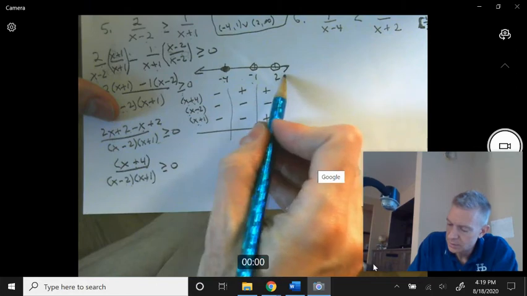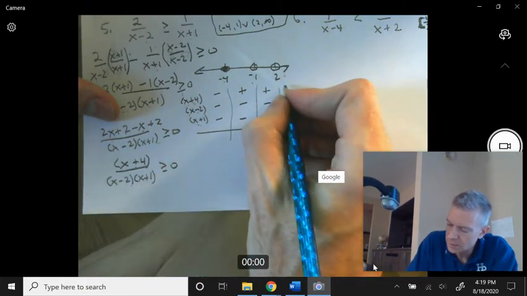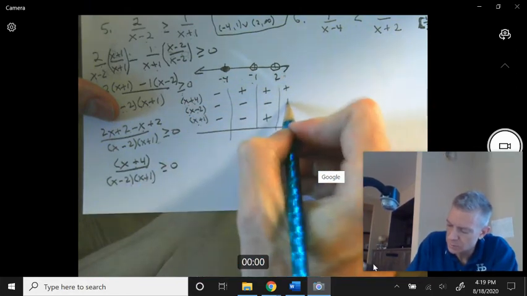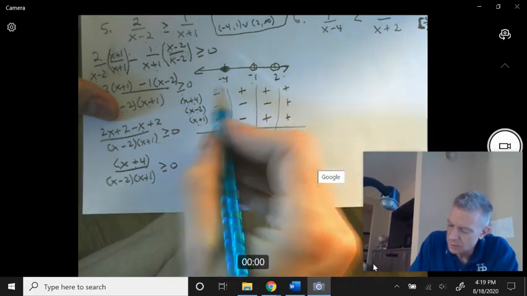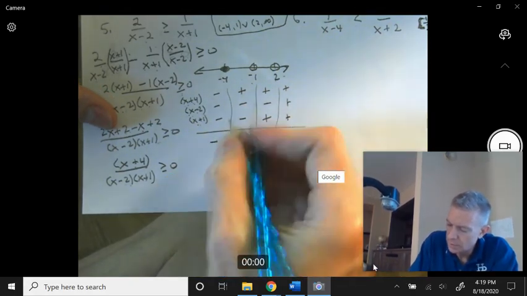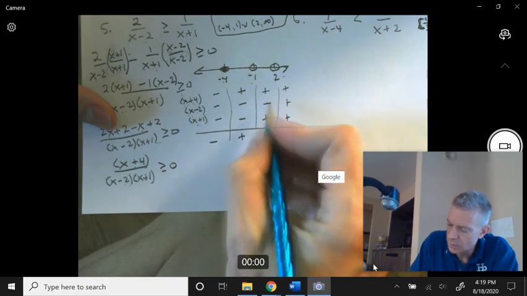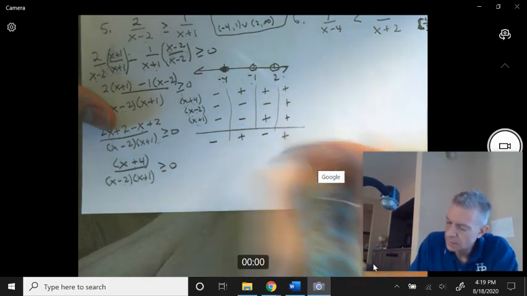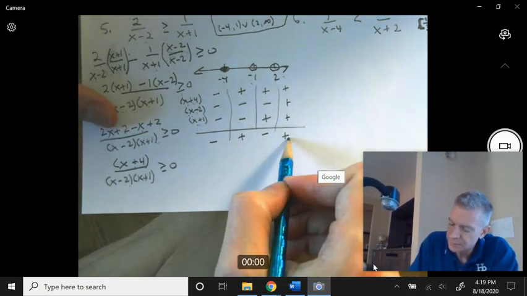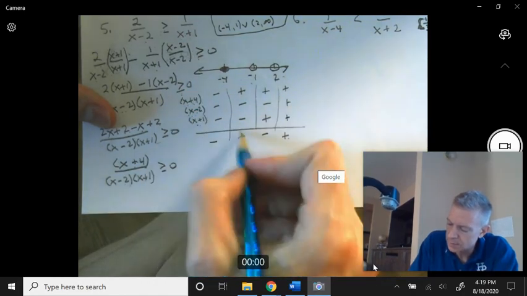Let's say 3. 3 plus 4, positive. 3 minus 2, positive. 3 plus 1, positive. Okay, 3 negatives gives you a negative. 2 negatives gives you a positive. 1 negative gives you a negative. 3 positives gives you a positive. Greater than or equal to 0 wants the positives.